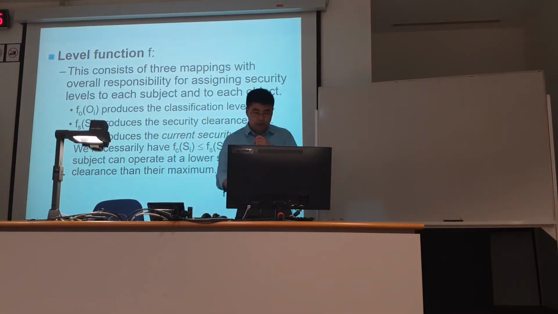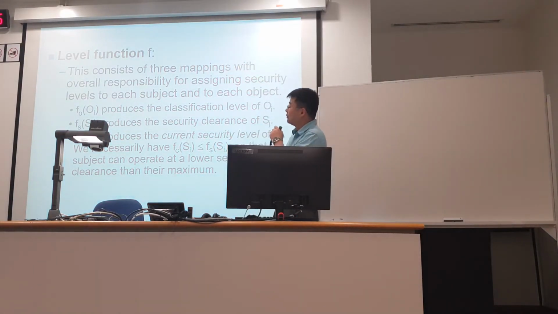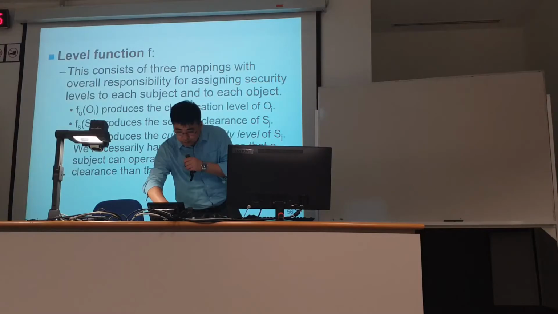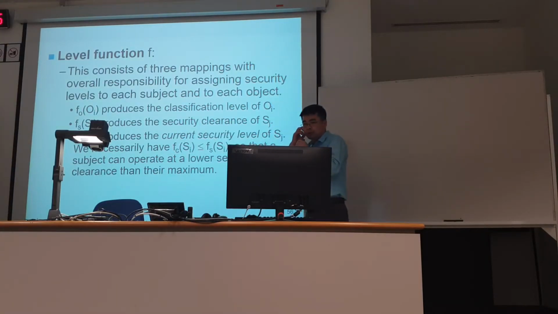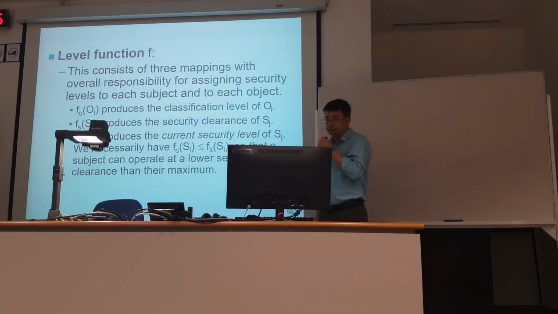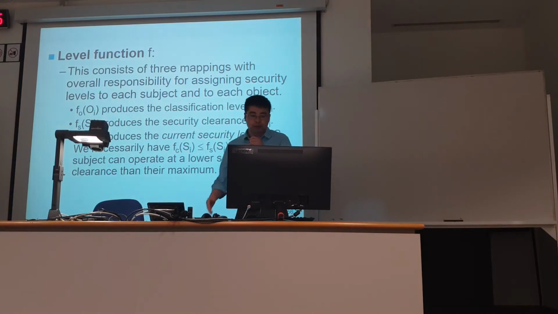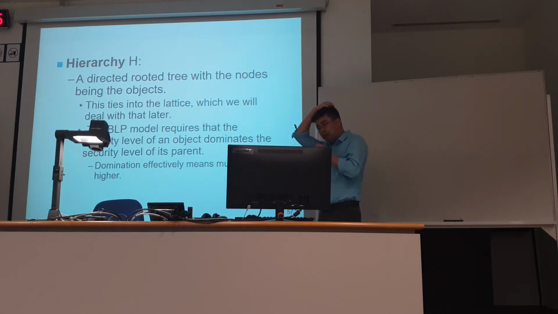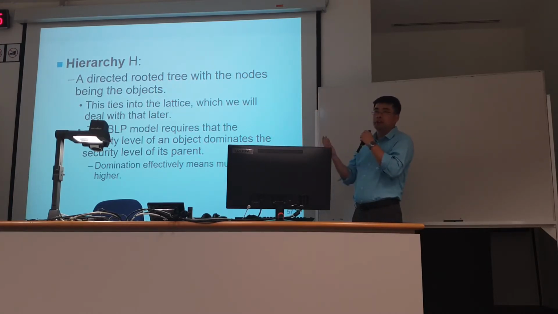So that's the level function. Basically, the ACM is for discretionary access control, but this level function is for mandatory access control. Basically, we want to enforce the security, so the access control will be following the security level of the subjects and the objects. Right, so we also have a hierarchy. This hierarchy basically will determine which level is high, which level is low.